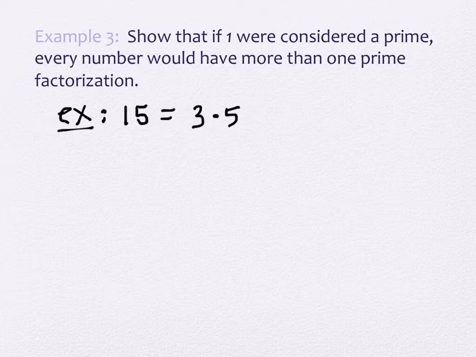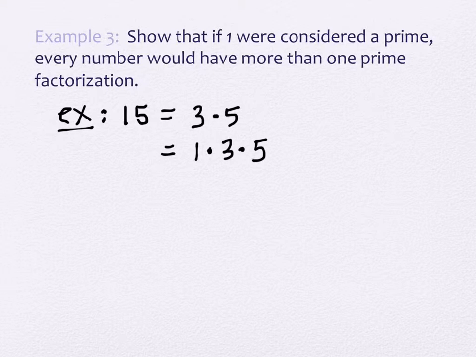If, however, 1 were considered to be a prime number, what else could I break 15 down into that would work with prime factors? Well, 1 and 15 wouldn't, because 15 is not prime. But 1 times 3 times 5 would work, wouldn't it? I mean, it is a factorization for this. And if 1 were prime, then I would be able to write down 1 times 3 times 5.